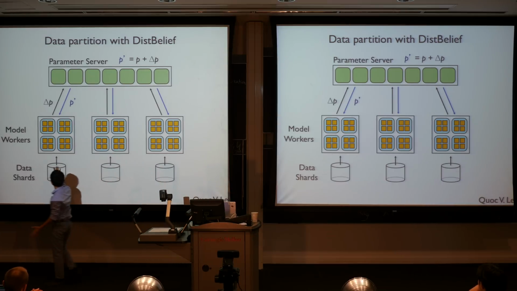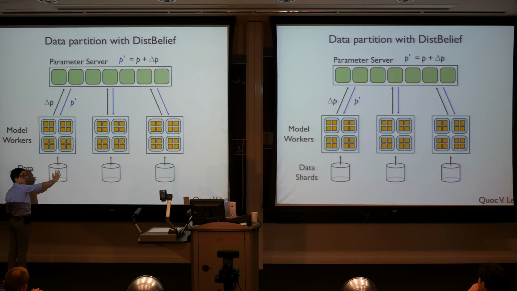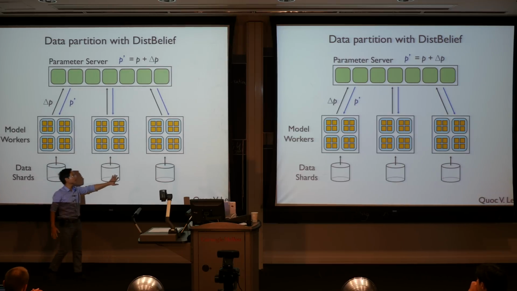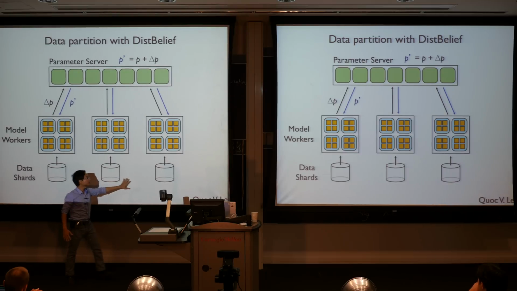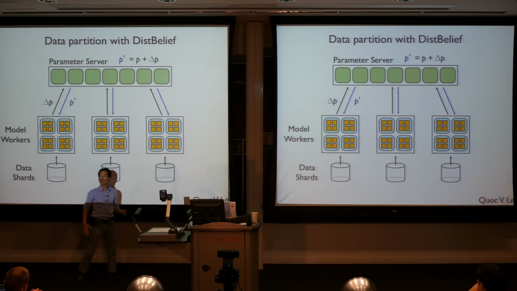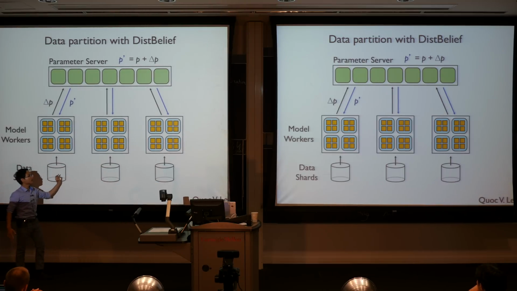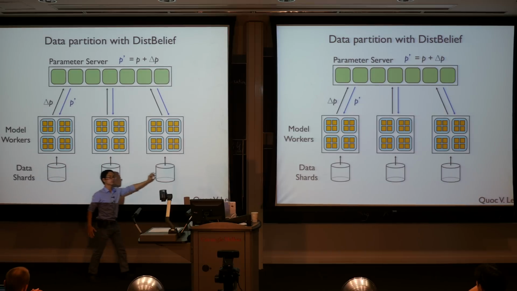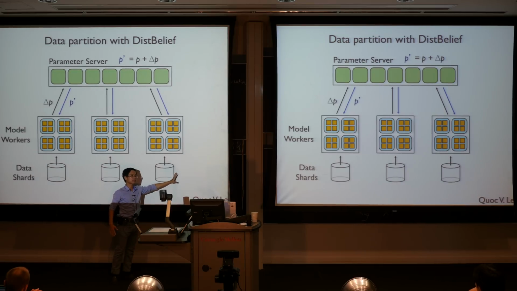So the first chunk is going to have the 1 million examples. The second chunk is going to have the second million examples. This is the third million examples, right? And then we're going to train independent models on each of these datasets using stochastic gradient descent, right?